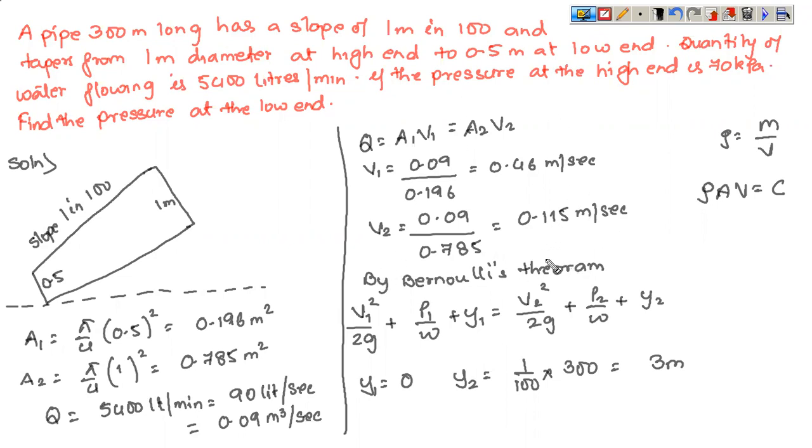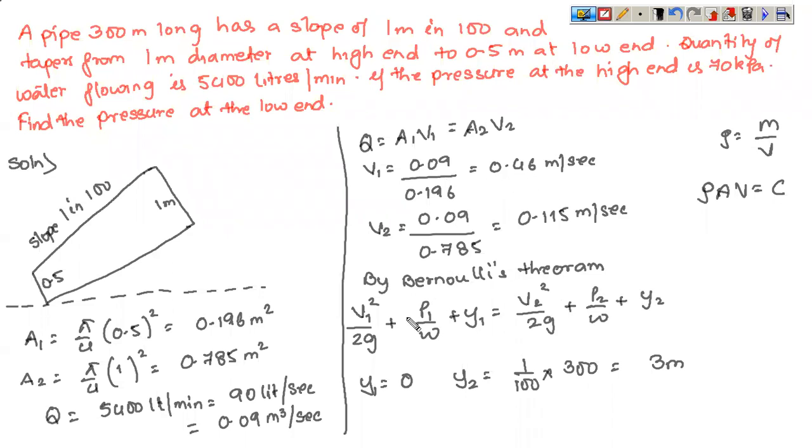Now apply Bernoulli's theorem. The Bernoulli's theorem says that V1 square by 2g plus P1 by w plus y1 is equal to V2 square by 2g plus P2 by w plus y2. Bernoulli's theorem is energy equation. You are applying first law of thermodynamics, that energy can neither be created nor destroyed. It can only be converted from one form to another. So total energy of entry is equal to total energy of exit.